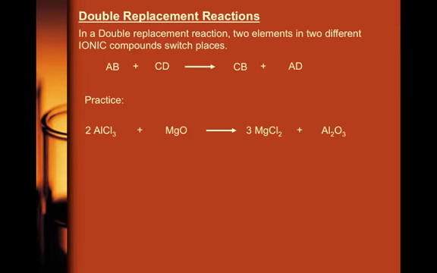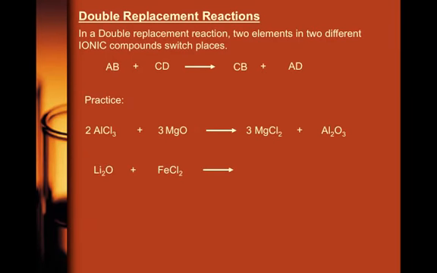Balance that, put a 2 on the AlCl3 and a 3 on the MgCl2. You do that because we got a 3 here on the Cl and a 2 here on the Cl, so the least common multiple is going to be 6. So let's get the 6 by putting the 2 and the 3 there. And then finish this off with a 3 on the MgO.